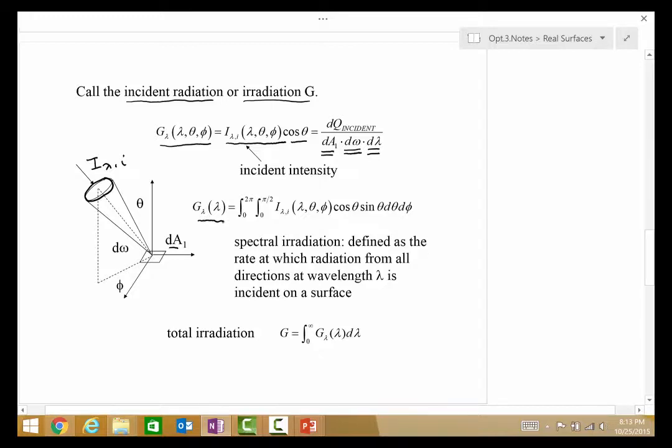The hemispherical spectral irradiation just means that we're integrating over the hemisphere. So this is the spectral hemispherical radiation. And so it's the rate at which the radiation from all directions at wavelength lambda is incident on the surface. And the total irradiation, not surprisingly, is just the integration over all wavelengths. So it's all directions, all wavelengths. We might say it's the hemispherical total, just to be clear.